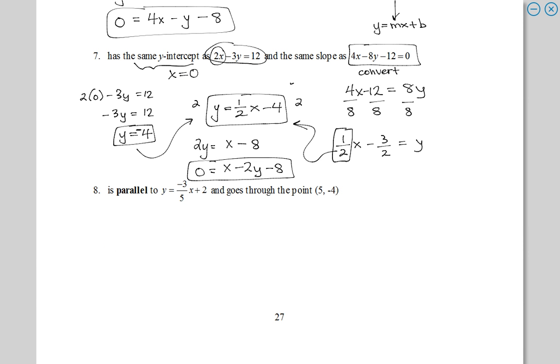So question 8 looks a lot like your quiz question. Doesn't it look a lot like the quiz? Parallel to this line. So what do we need from that? Just the slope. And it goes to this point, random point. So which formula do I use?